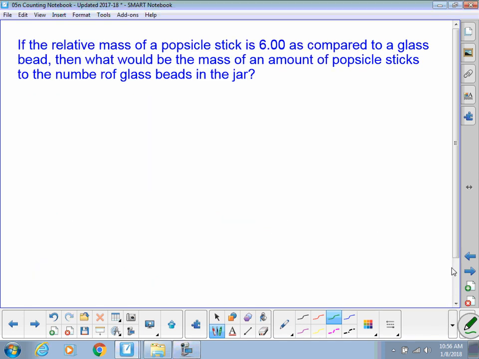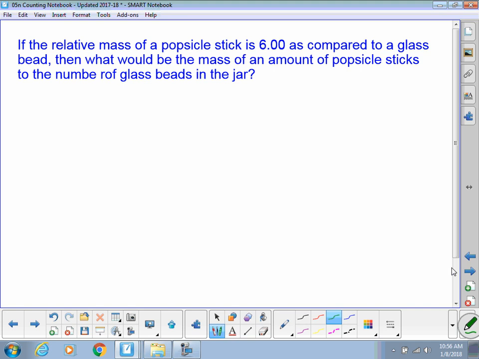Sorry to take a time out there. You probably notice on your handout that it said that the popsicle stick is like 5.9 something times more massive. I must have used a different number of sig figs when I was making the notes. So I changed it to this, so make sure you change that in the first sentence there.